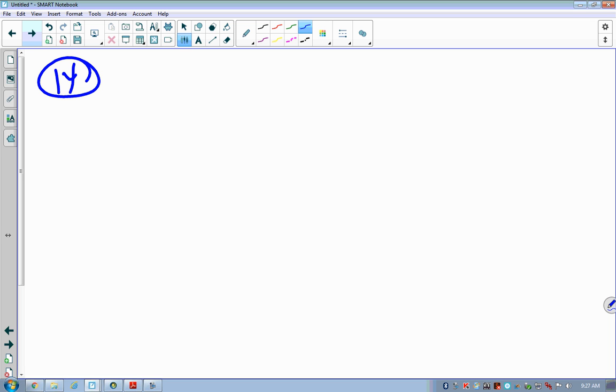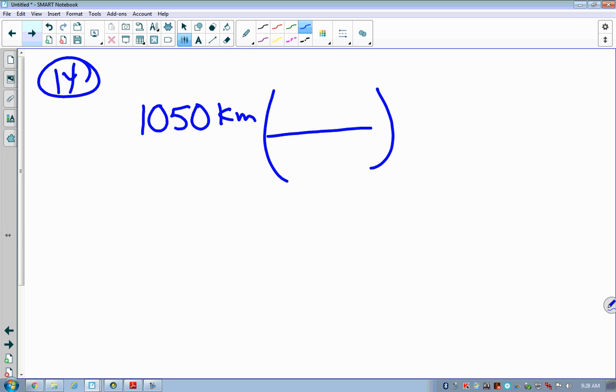So we're talking about conversions here, right? So 1,050 kilometers, and we need to convert it, right? So where do kilometers go, top or bottom? Bottom. Where do miles go? Top. Okay, now let's look at our conversion.